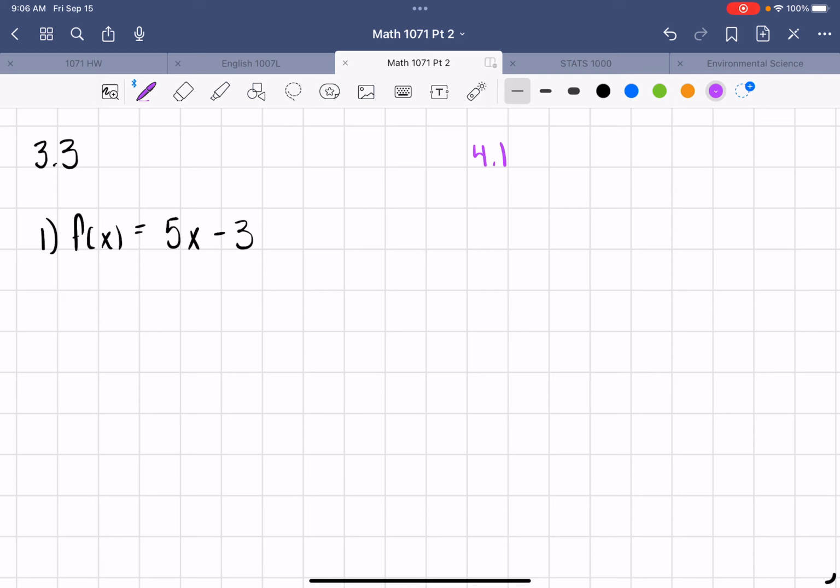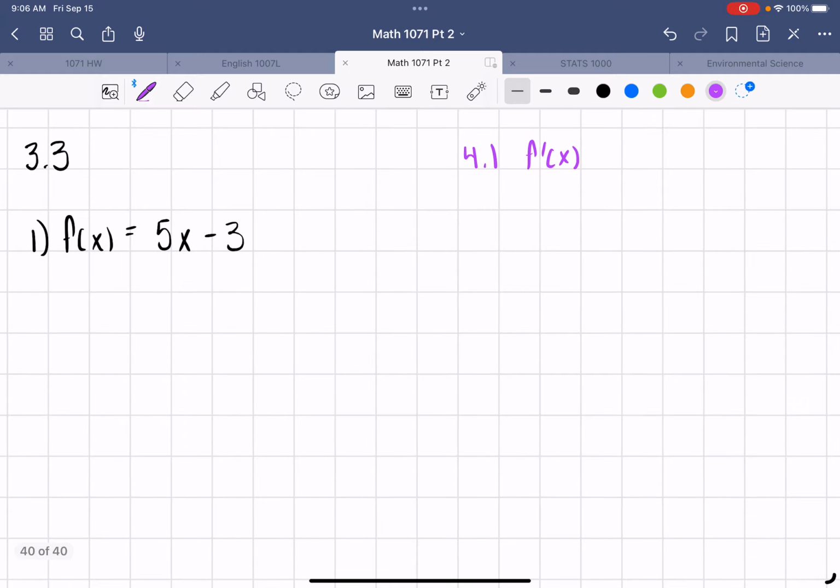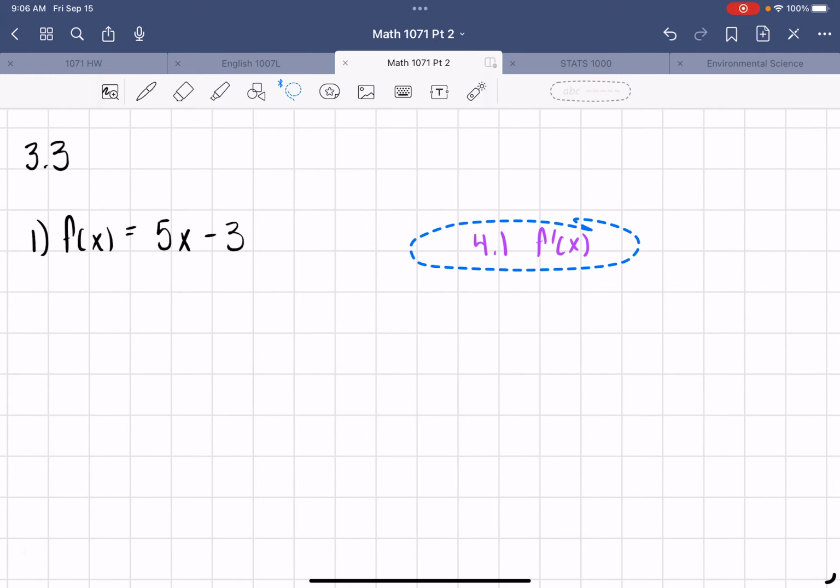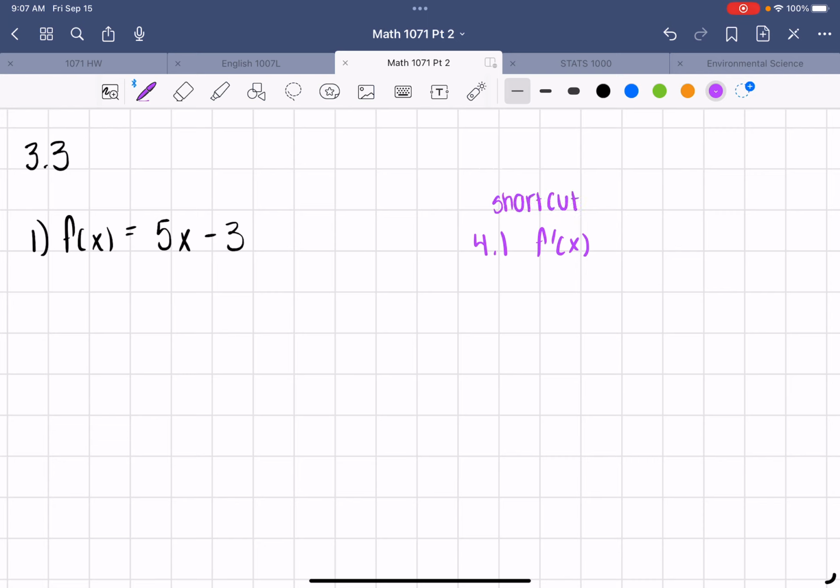And in 4.1 we learned the shortcut rules. Really what we're doing now is we're proving these shortcut rules. But after you learn them, then from then on you can go ahead and use the shortcut rules. So it's only for the first couple of problems that you got to do them the hard way from the definition.